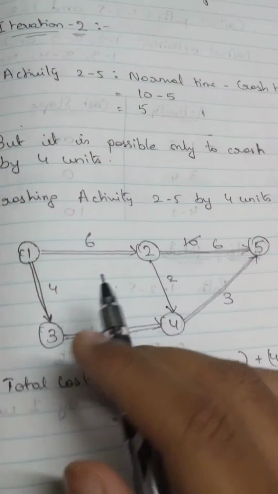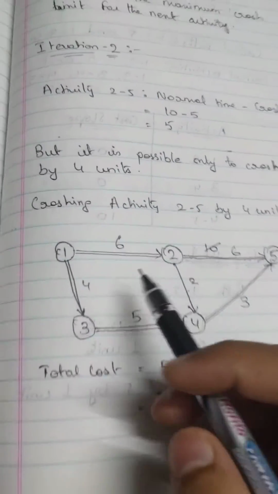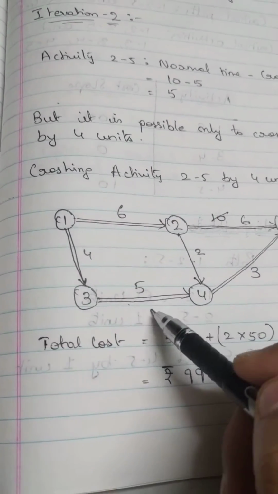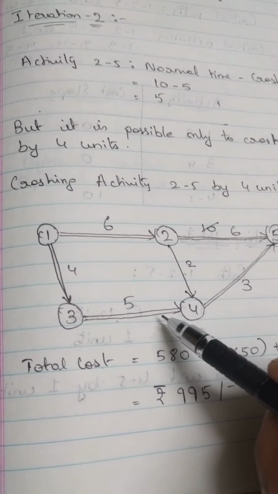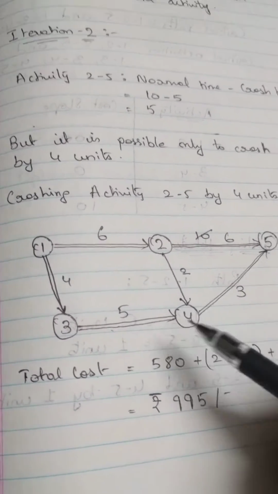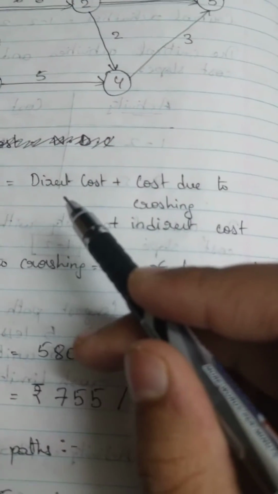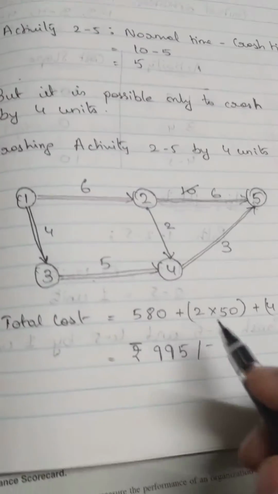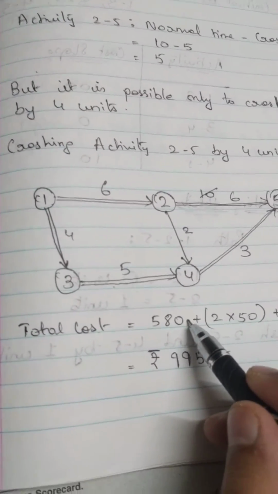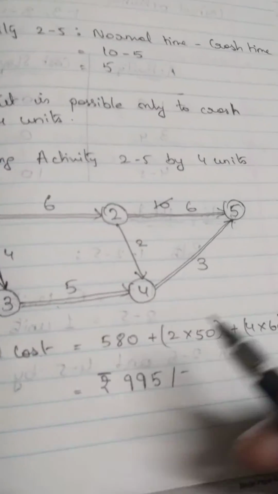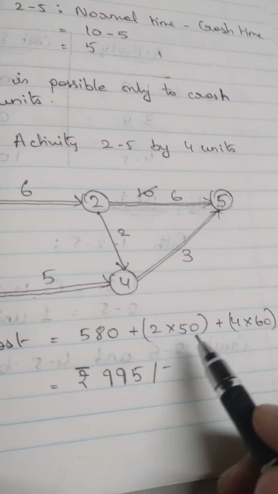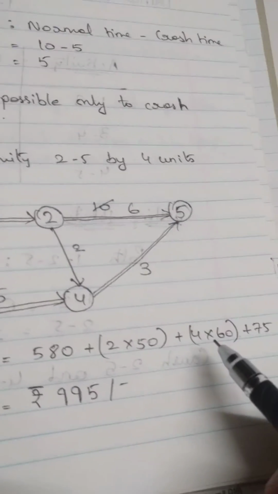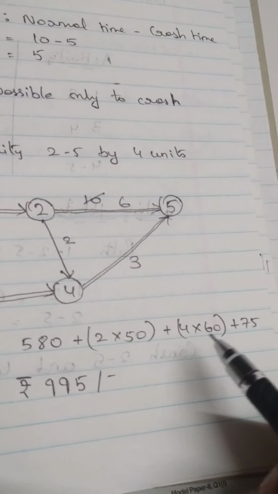Okay, and once again we are going to be calculating the total cost in the second iteration. So the total cost formula is nothing but the direct cost plus the cost due to crashing plus the indirect cost. We have the formula right here: direct cost plus cost due to crashing plus the indirect cost. So what is the direct cost? 580 rupees plus the cost due to crashing. So in the first iteration, the cost due to crashing was 2 into 50. We're going to keep that right here. We are also going to add the cost of crashing of this iteration right here, which is 4 into 60.